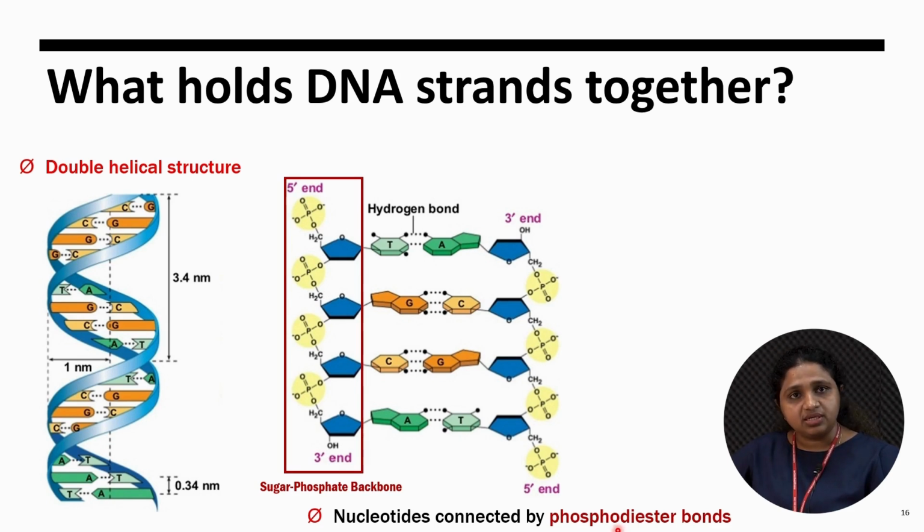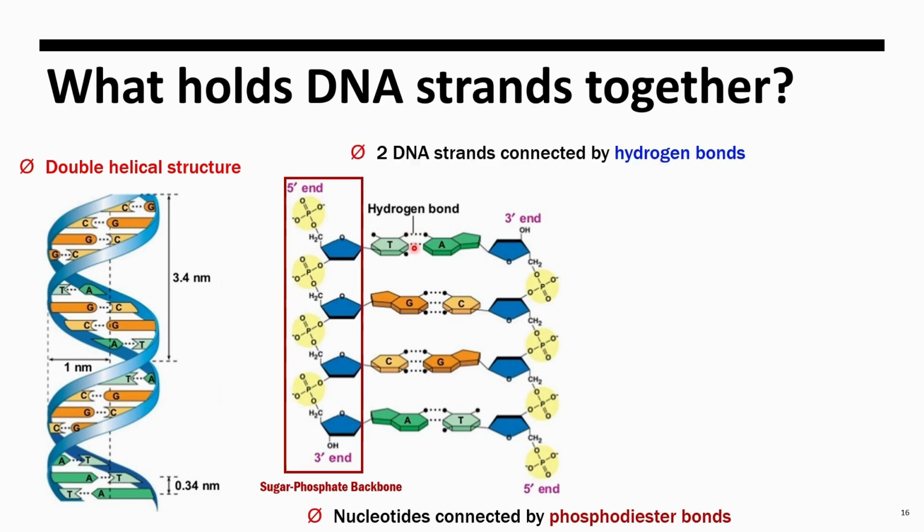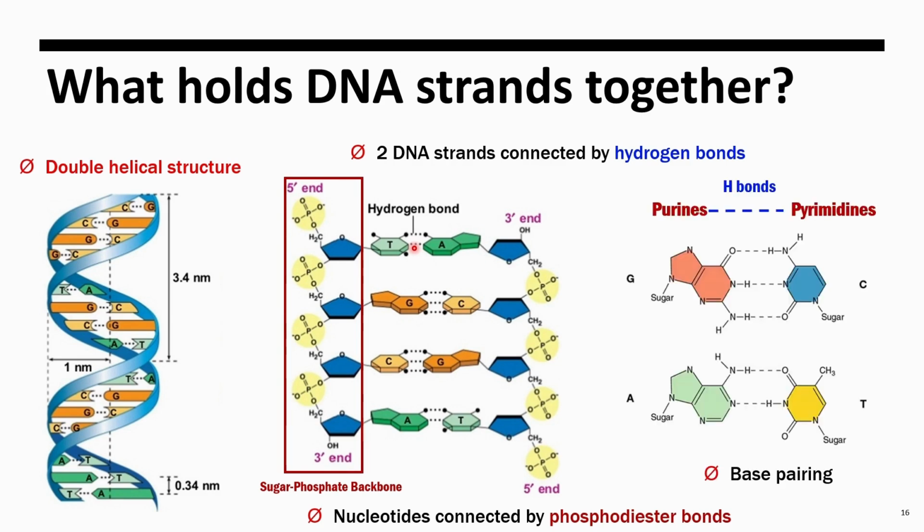So as I told you earlier, DNA is composed of two strands. So how do these two strands bind together? This connection is made by hydrogen bonds. The hydrogen bonds occur between purines and pyrimidines. Always, guanine connects with cytosine by 3 hydrogen bonds, and adenine connects with thymine with 2 hydrogen bonds. So the base pairing always occurs G with C and A with T.